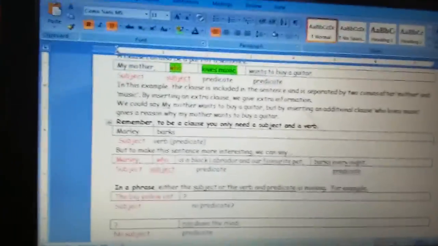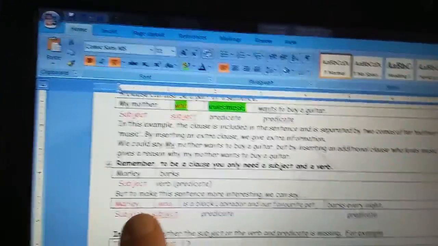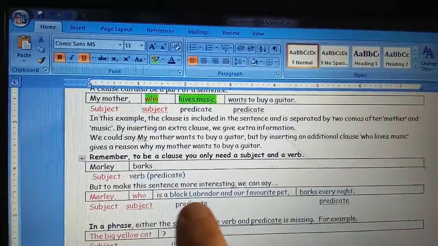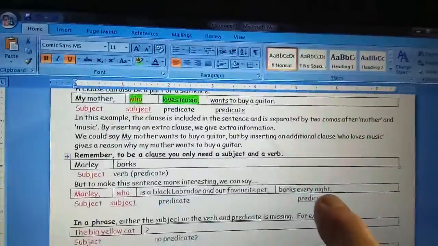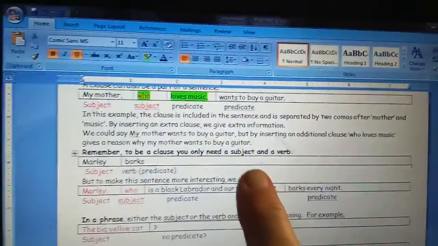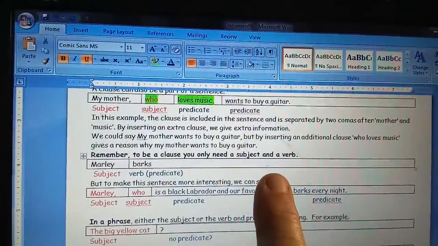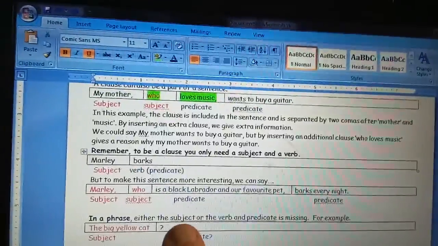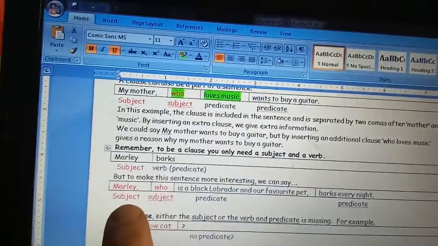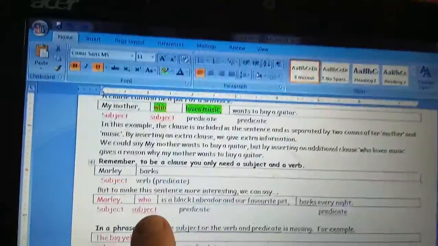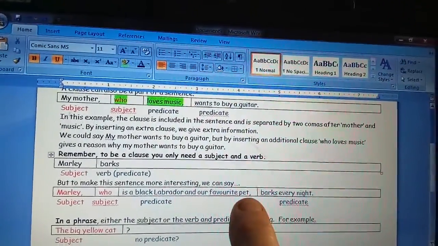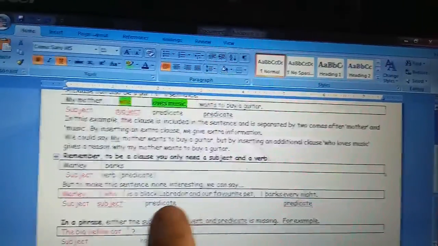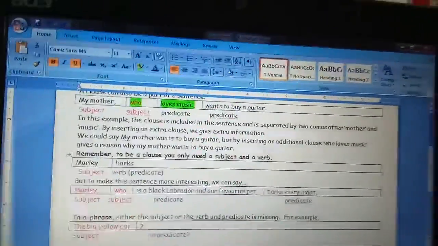Marley barks. Kind of boring, but we could say Marley, who is a black Labrador and our favorite pet, barks, and then I added on here, every night. Now, this is a phrase, okay? Barks every night, and I'm going to come to that in a minute. So we have Marley, then we have the pronoun for Marley, who is a black Labrador and our favorite pet, barks every night. Okay, so subject, subject, predicate, predicate.